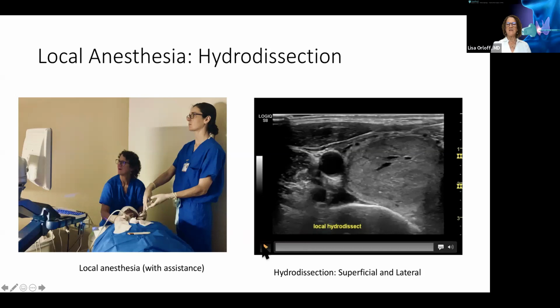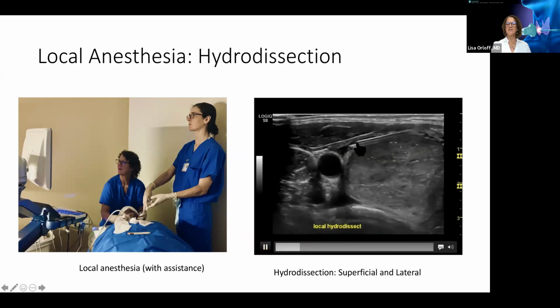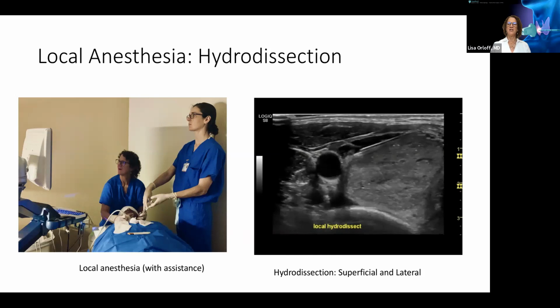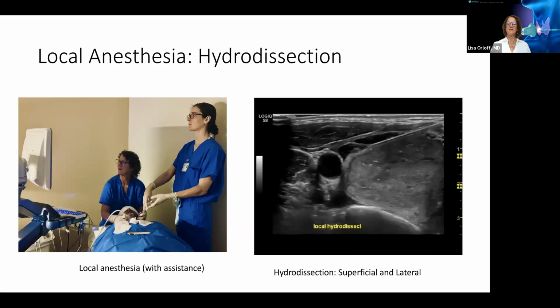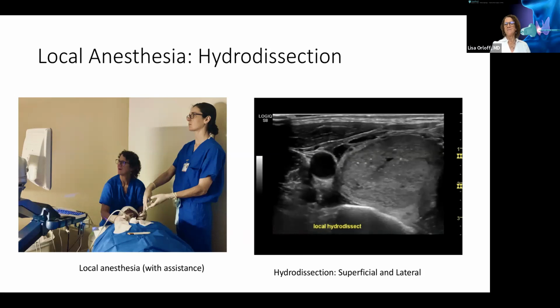On the right side of the screen, you see the superficial injection. Here's ultrasound guidance of the needle out to the lateral extent of the thyroid nodule toward the carotid sheath, but not into the carotid, and delivering anesthetic that is elevating the strap muscles and creating a fluid layer between the thyroid capsule and the strap muscles and providing anesthesia in the process.